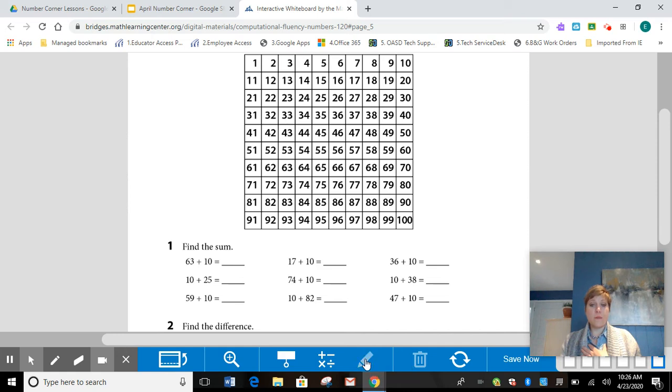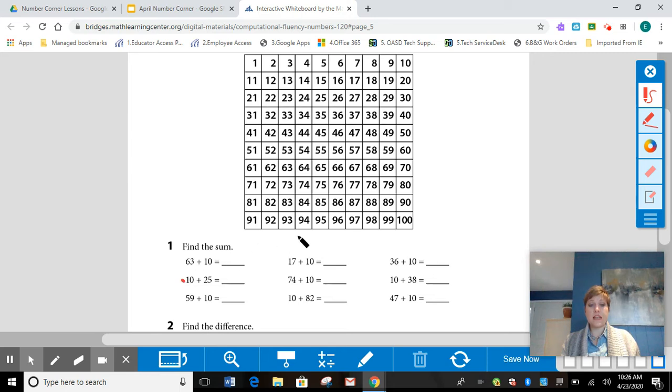So, for example, if I was going to try solving this, and I'm going to think about this one right here, the 10 plus 25, I might find 25 first. And then I know when I add 10, I just jump down. So 10 plus 25 is 35. This was a lot easier than if I would have started at 10 first.